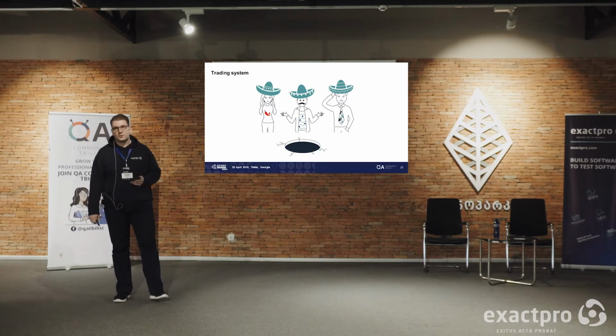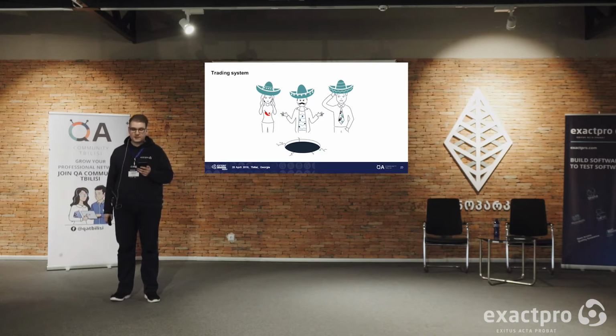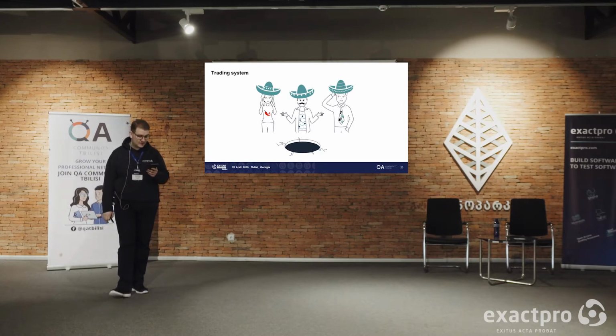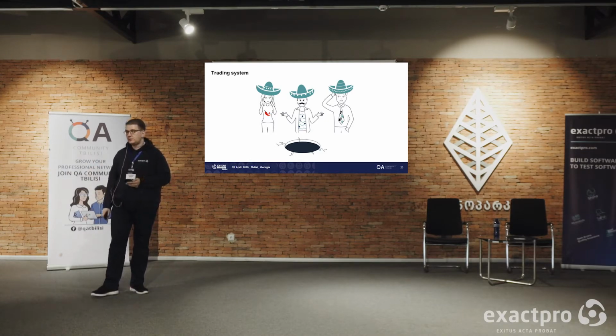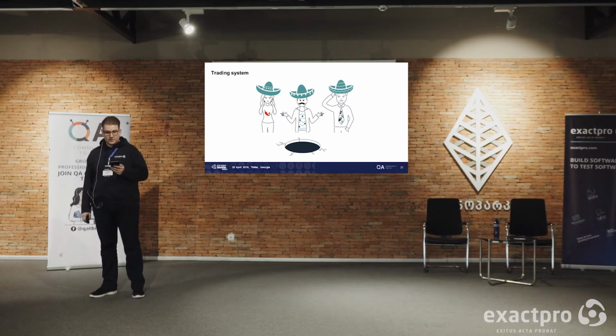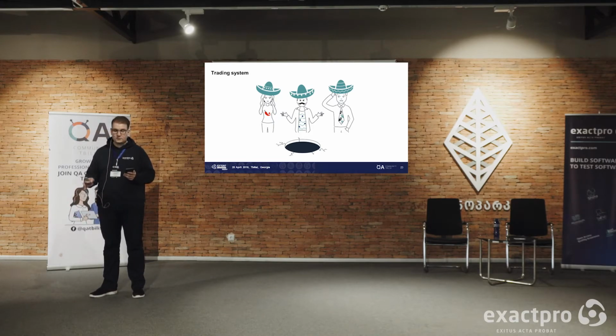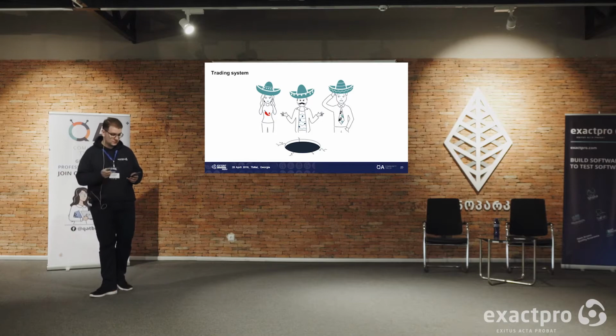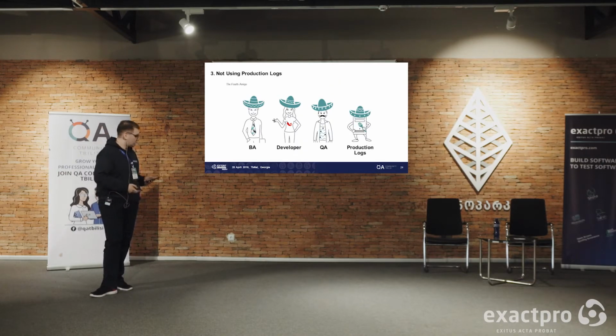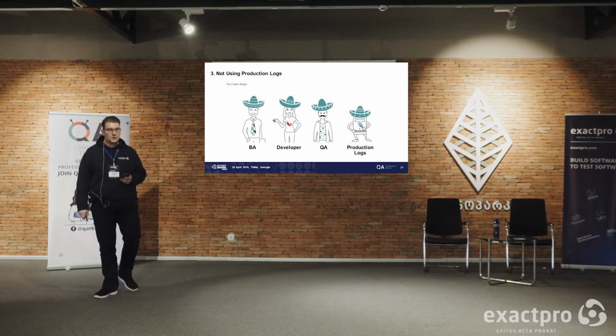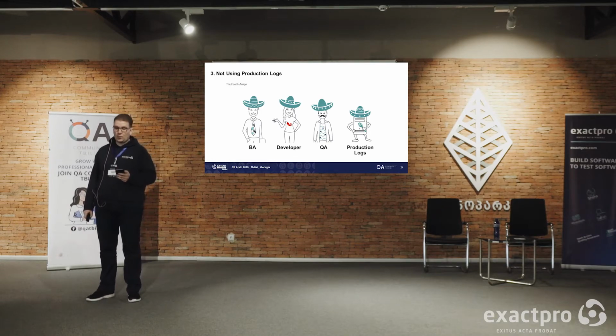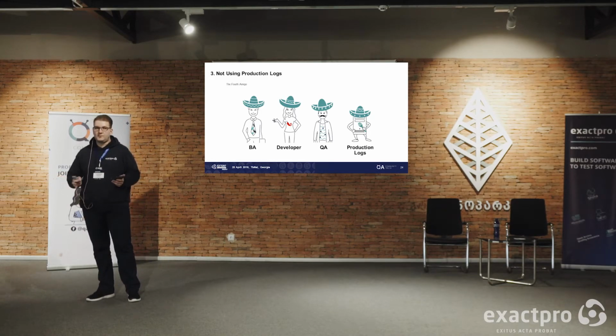So having three amigos is not enough. Business analysts, developers, and QAs are not able to predict all the permutations. In order to do it, you need the fourth amigo: production logs. Production logs show how the system actually works against how people think it works.